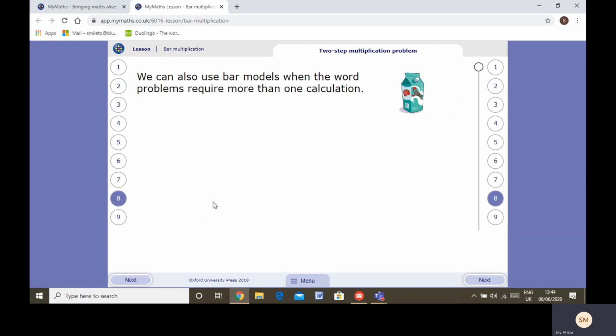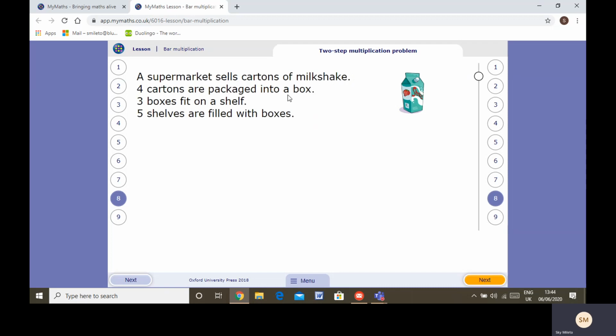We can also use a bar model where the word problem requires more than one calculation, a 2-step problem. A supermarket sells cartons of milkshake. 4 cartons are packaged into a box. 3 boxes fit on a shelf. 5 shelves are filled with boxes. Now it sounds like a lot. We need to work through it very slowly. How many cartons of milkshake are available to be sold?